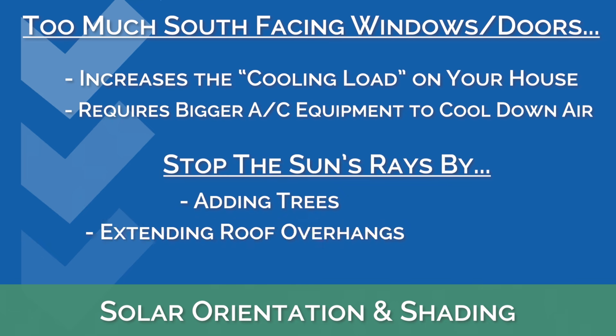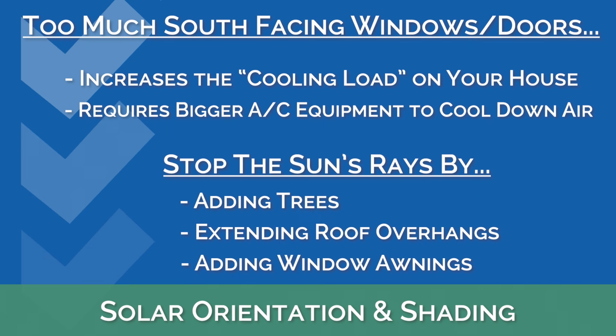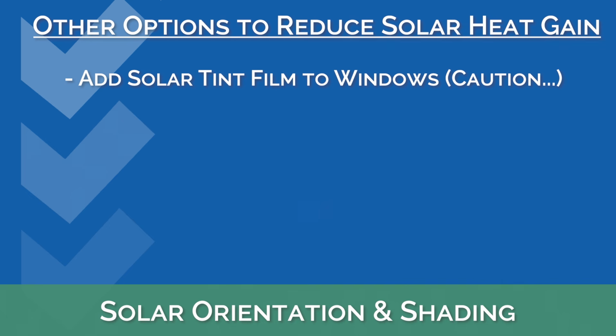Adding trees, extending roof overhangs, and adding window awnings on the outside are the most effective ways at stopping the sun's rays from hitting your house in the first place, but it's not always feasible. Some people add solar tinting to their windows to reduce the heat gain as well, but this can also void your window warranty, so use caution there.